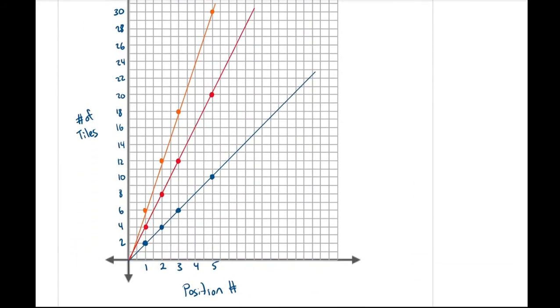And now what we're going to do is answer some questions based on these rules, and again, try to come up with some characteristics about our patterns.